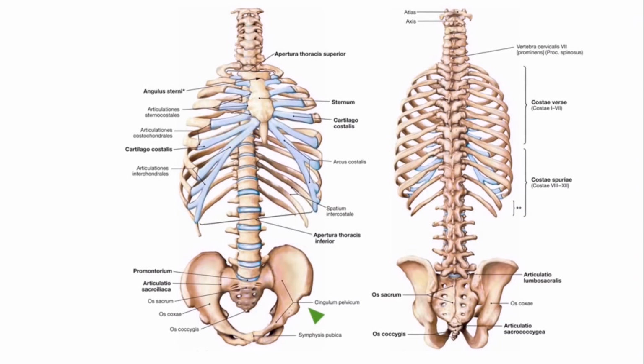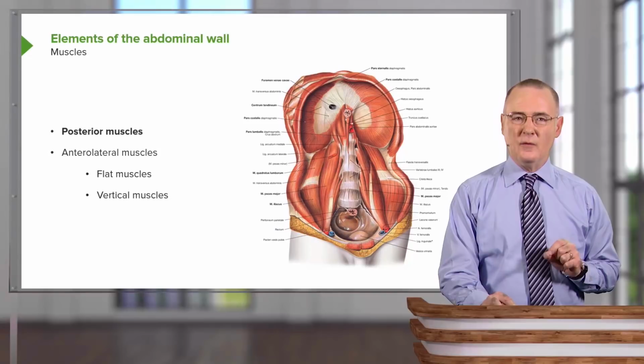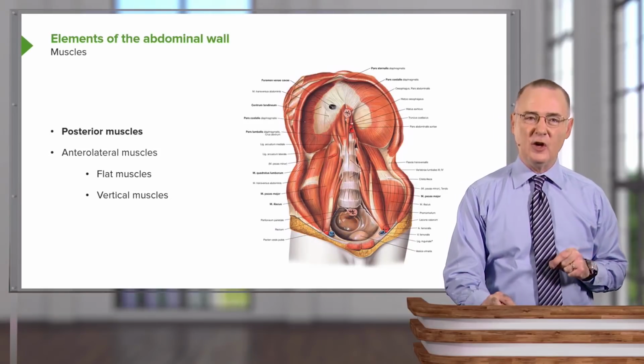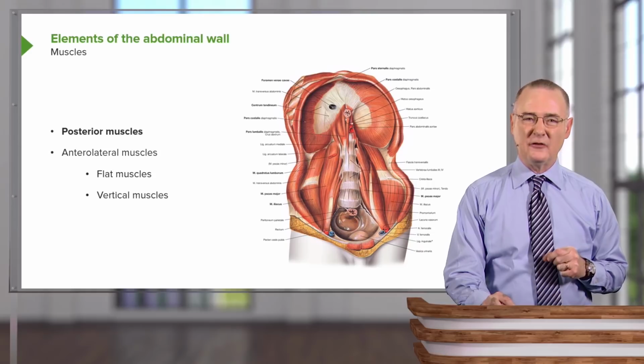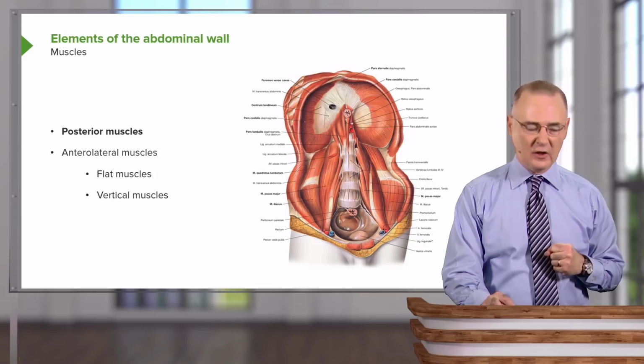You'll note that we have gaps between these skeletal elements. We have a gap between the 12th rib down to the wing of the ilium, and that is a bilateral gap. We will fill that gap in with muscular components to the wall. We also have a gap here anteriorly and laterally down toward the pelvis. We will fill that large gap also with muscles. That then brings us to the muscle elements of the wall, where we'll have posterior muscles and we'll have anterolateral muscles arranged as flat muscles and vertical muscles.